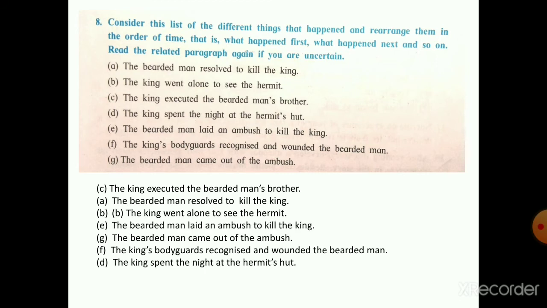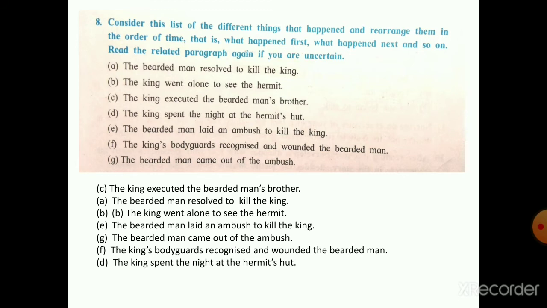So this is the correct sequence: the king executed the bearded man's brother. Then the bearded man resolved to kill the king. Then the king went alone to see the hermit. The bearded man led an ambush to kill the king. The bearded man came out of the ambush. The king's bodyguards recognized and wounded the bearded man. And the last sentence is that the king spent the night at the hermit's hut.